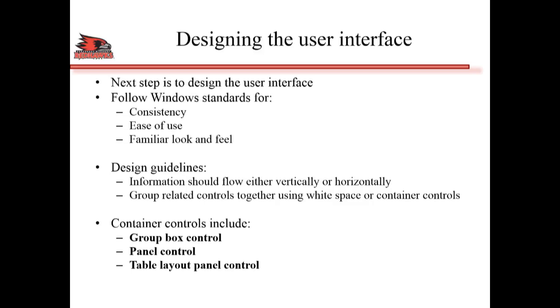But just a basic introduction would be that there are different types of container controls, like group box control, panel control, table layout panel control. Container controls are basically controls which have other controls within them. Suppose first name and last name are two different text box controls, and they are grouped together to be a type of container control. But we're going to talk about this later on.